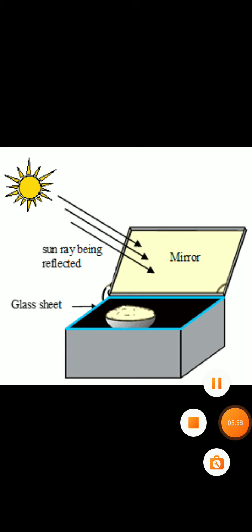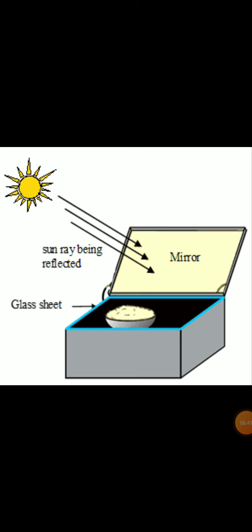So here, what will be the function of this glass plate? This glass plate allows infrared radiations to enter through it, but it will not allow infrared rays to go out. And because of that, if the infrared rays are there inside the box, then what will happen? As it has so much heat, as a result it will increase the temperature inside the cooker. As a result, the food which we have kept will be cooked.